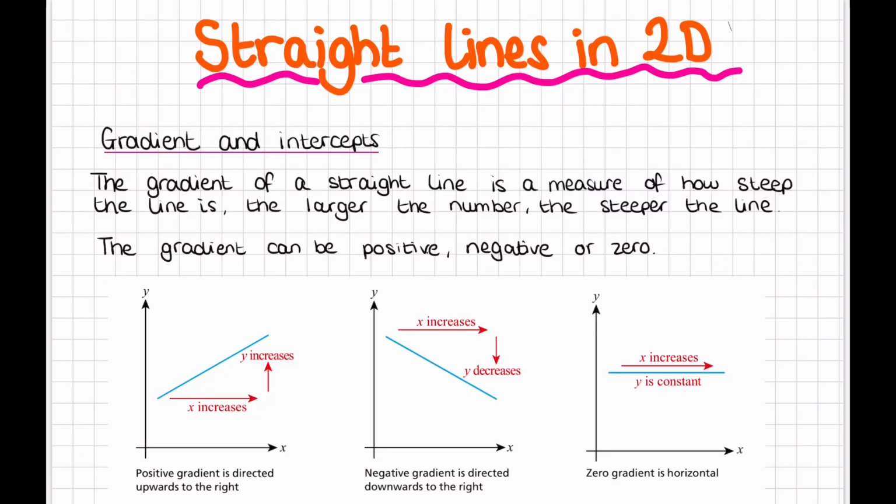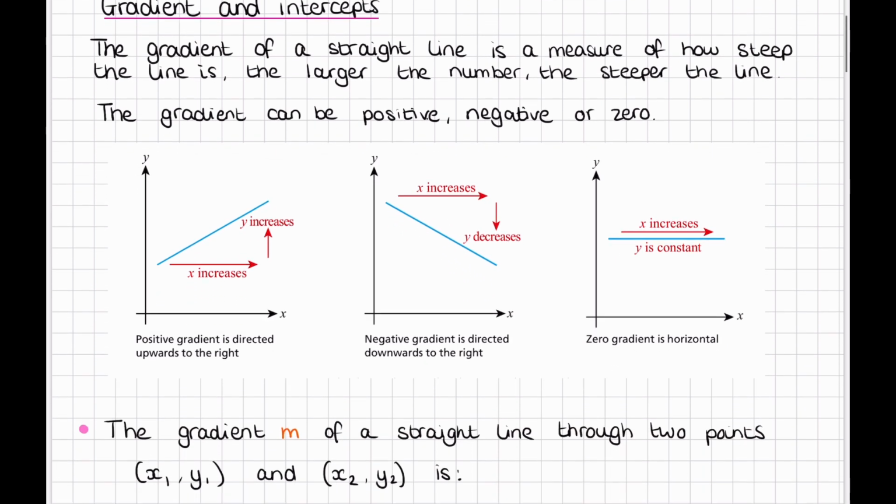This video is all on straight lines in 2 dimensions or 2D. First of all, just really quickly going to go over gradient and intercepts. So the gradient of a straight line is a measure of how steep the line is. The larger the number, the steeper the line. The gradient can be positive, negative or zero as shown in these 3 diagrams here.